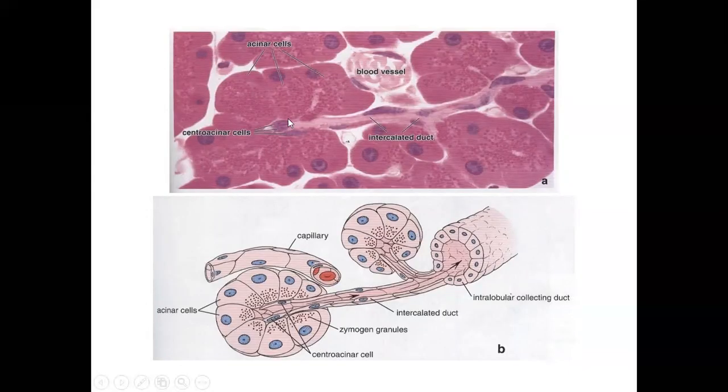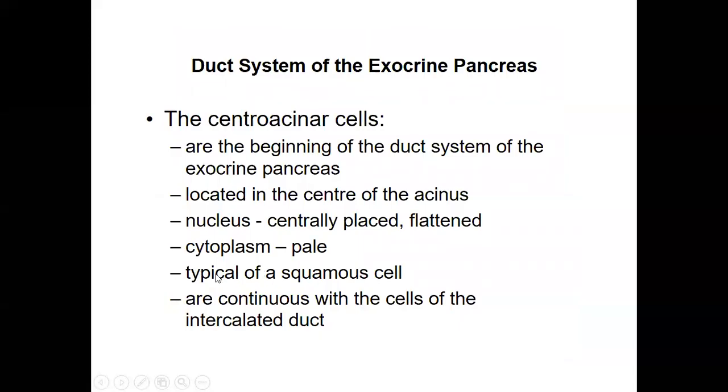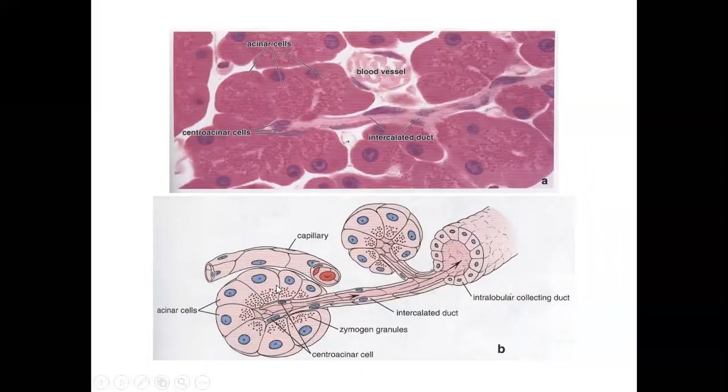You can see here, this is the central acinar cell. The cytoplasm is pale compared to the acinar cell. It is a typical shape of the squamous cell.